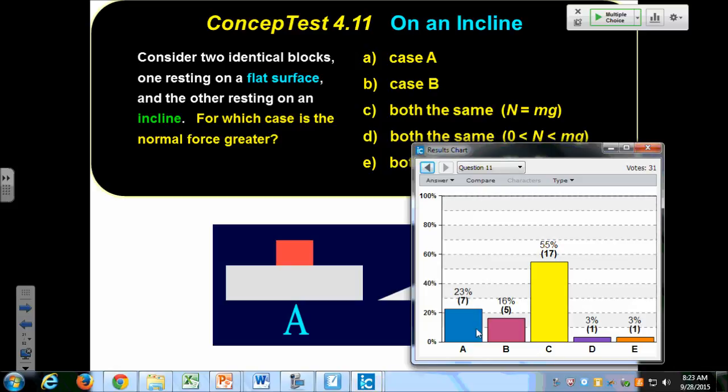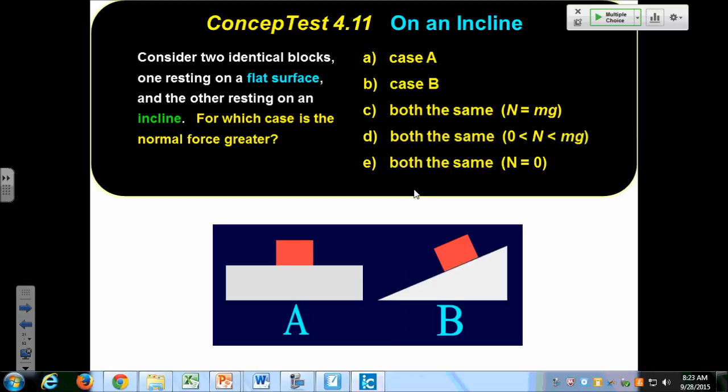A is the right answer. Okay, so hopefully by now you can look at these and just tell me what the normal force is, right? If I look here, this is my normal force, this is my weight, and those two are going to be equal because the acceleration in the y direction is 0. So here my normal force is equal to my weight.